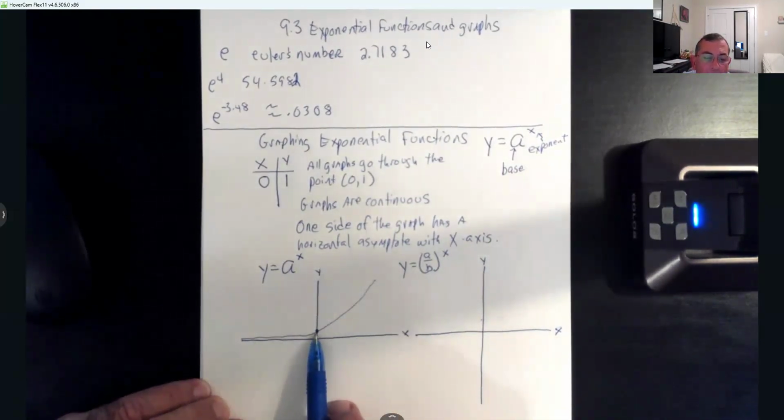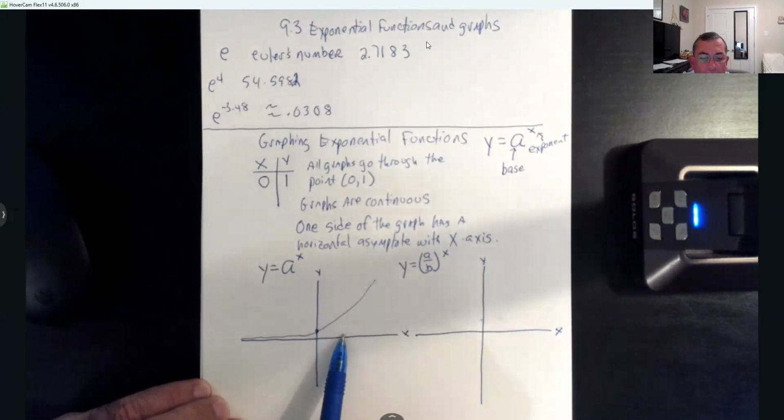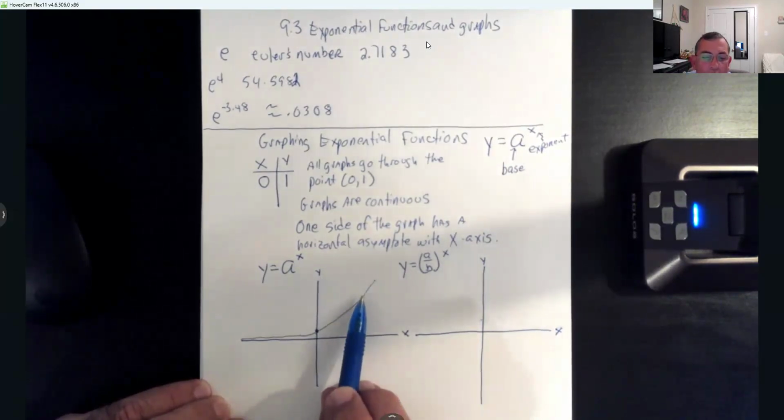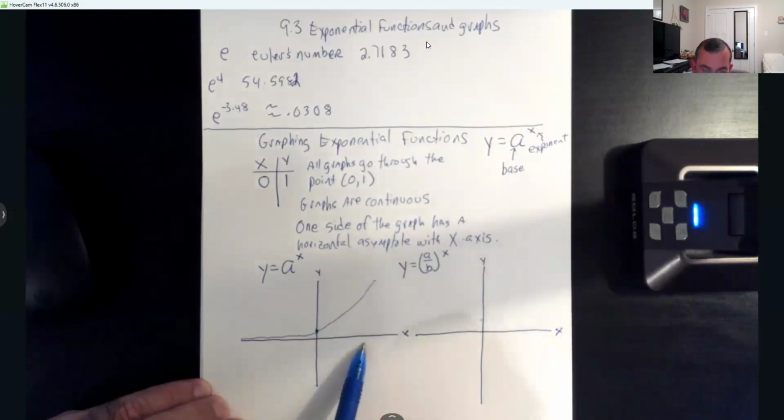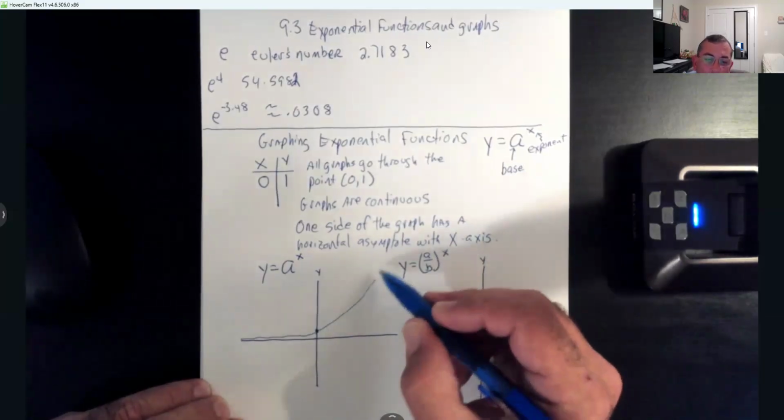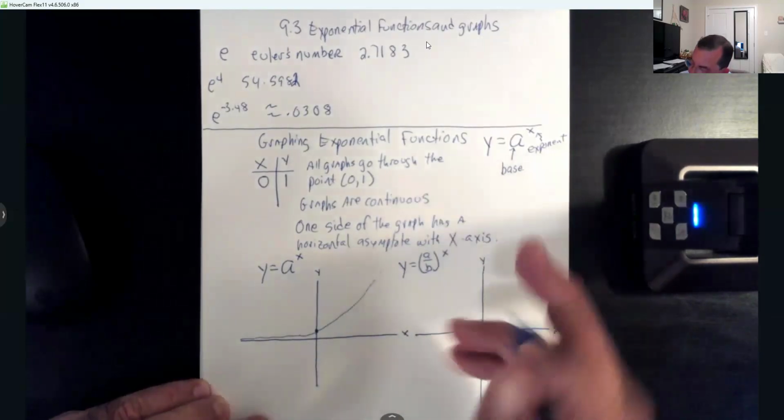Like if this was a 2, 2 to the 0 would be 1, 2 to the first would be 2, 2 squared would be 4, 2 to the third would be 8.